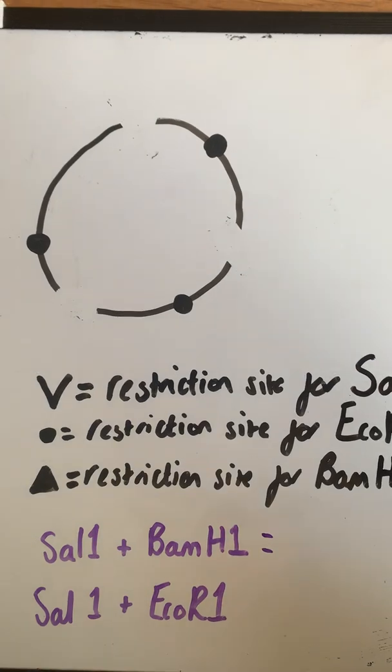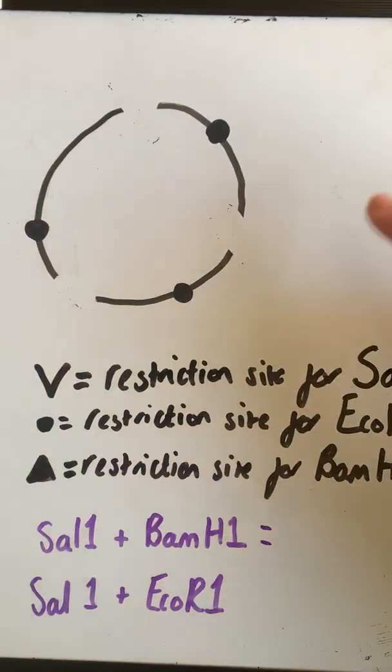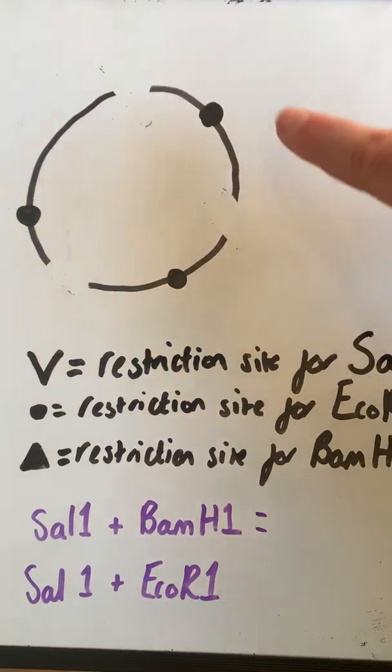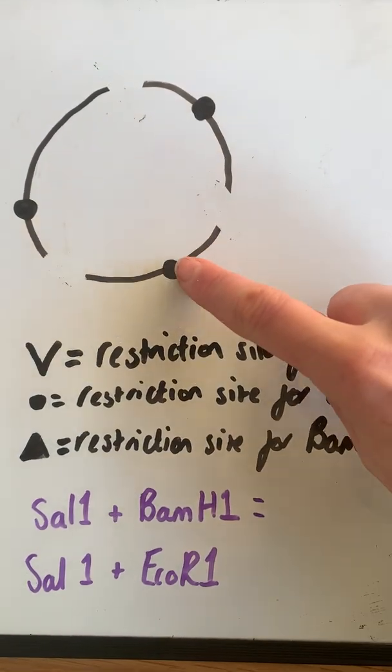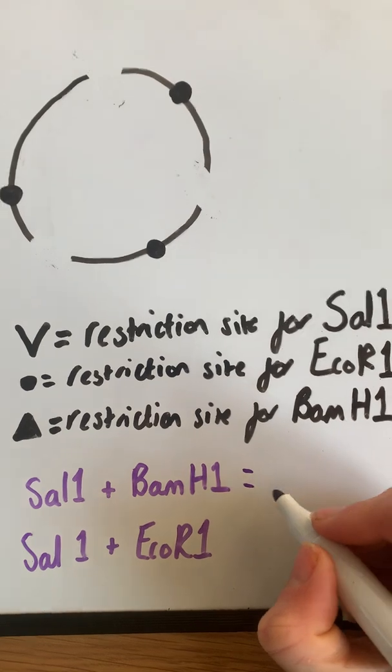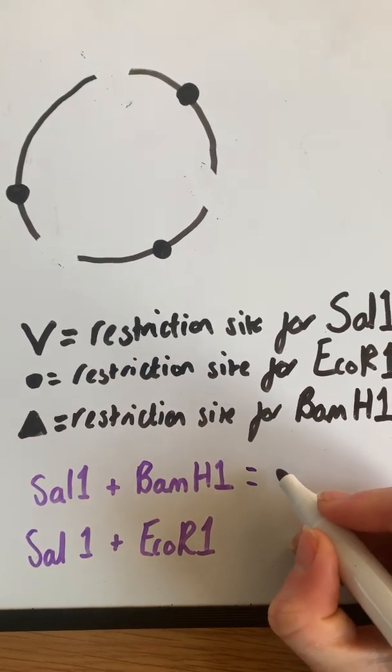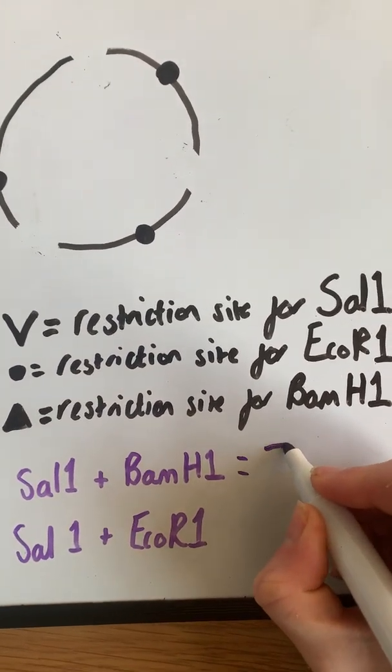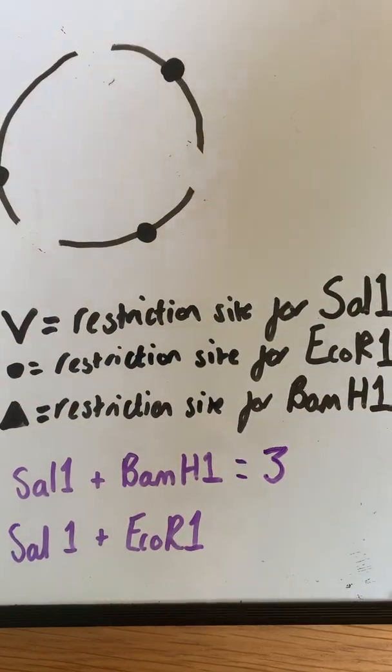Right, so the amount of fragments that we've got from that combination then is 1 fragment, 2 fragments, 3 fragments. So the number of fragments made from using SalI and BamHI is 3. So I'll write that there, okay?